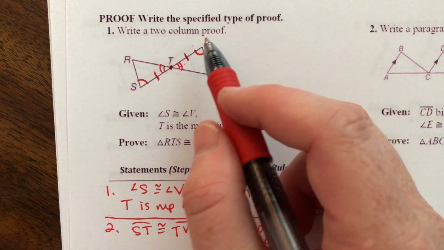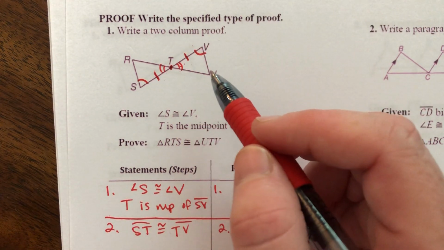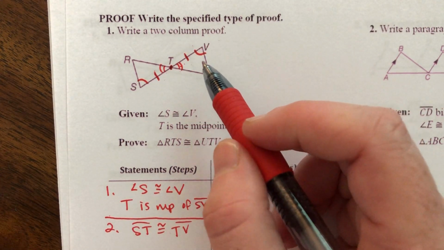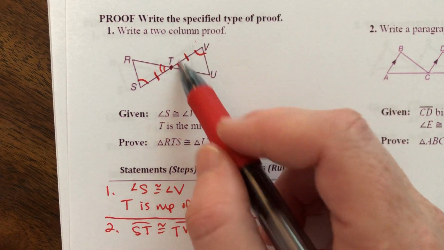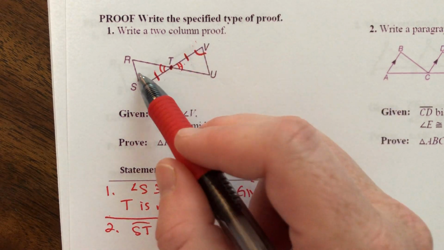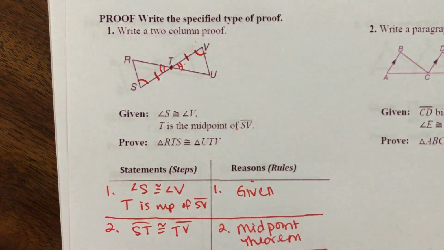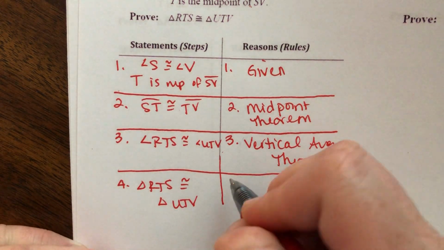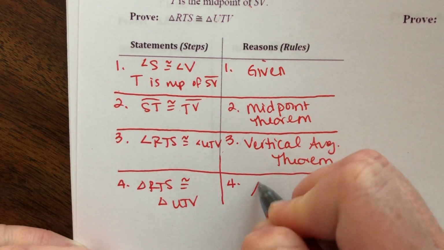And why do I know the entire triangles are congruent? Because I didn't prove everything was congruent, but I did prove an angle, and the included side were congruent in each one. So that's enough. So I can say these are congruent by the ASA postulate. ASA.